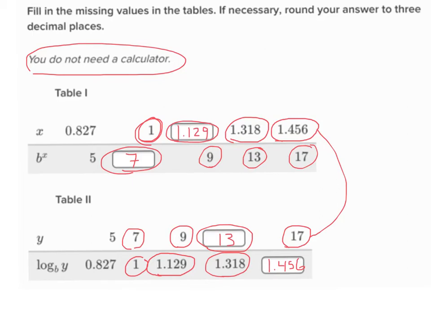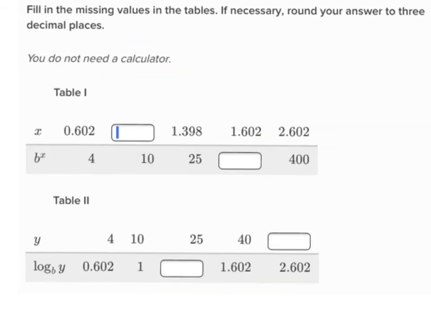This is why they're saying up here, you do not need a calculator, because they're just trying to get you to understand that b to the x power is the inverse of log base b of y. So what you should do now is pause the video and see if you can fill this in and then replay it.